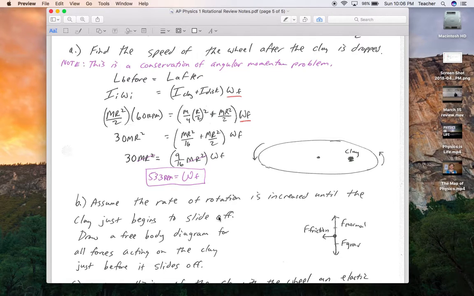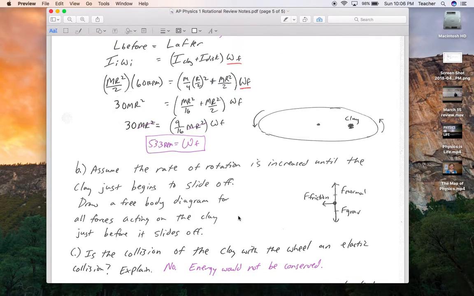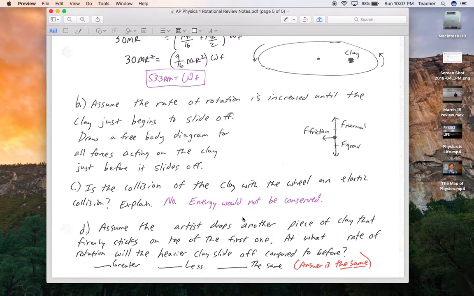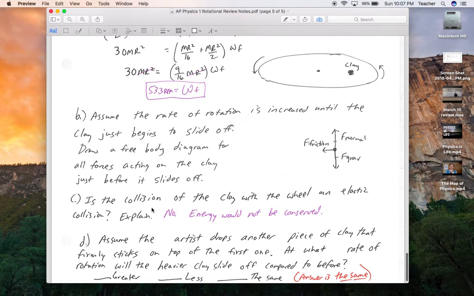And now I have a question of, if the rate of rotation is increased until the clay just begins to slide off, at the instant just before it does, draw a free body diagram, assuming that the clay was at this location. So normal force and gravitational force are equal. Friction is actually acting to keep it in. So remember, with objects in a circular path, the net force would point in. It's going at a constant speed. Technically, if it was slowing down at the instant the clay hit, that would be a little different as well. That would be a little more complicated. Not undoable, but I don't have a picture here to help you with that.